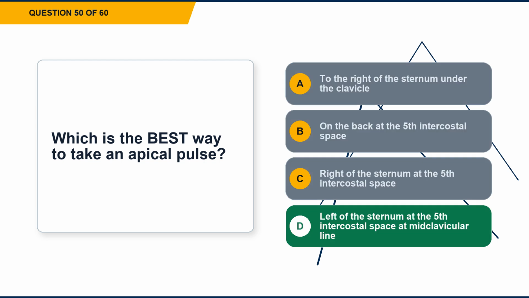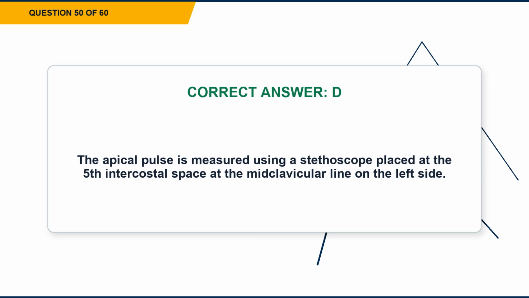The correct answer is option D, left of the sternum at the fifth intercostal space at mid-clavicular line. Explanation: the apical pulse is measured using a stethoscope placed at the fifth intercostal space at the mid-clavicular line on the left side.